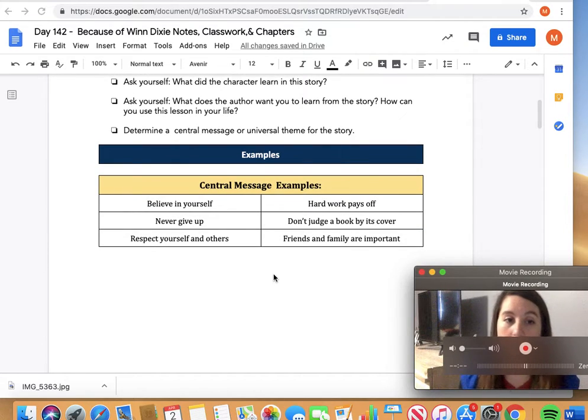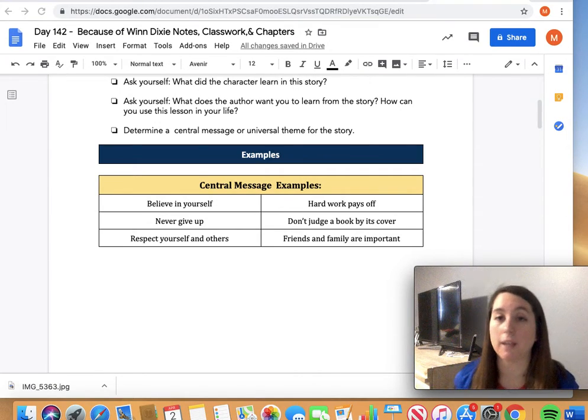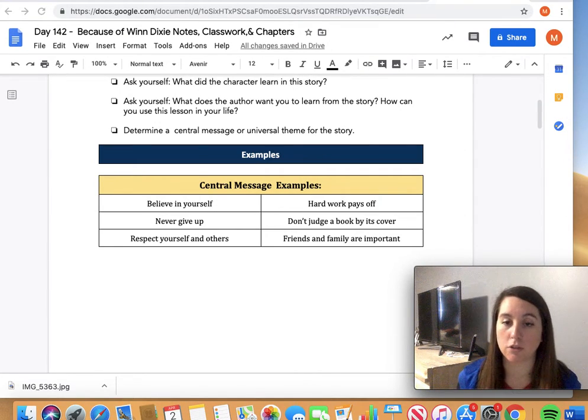So here are some examples. Believe in yourself, never give up, respect yourself and others, friends and family are important, don't judge a book by its cover, hard work pays off. Those are all examples of central message themes or ideas, but there are also so many more central messages that you could find. So those are just some examples that you might see throughout the story.